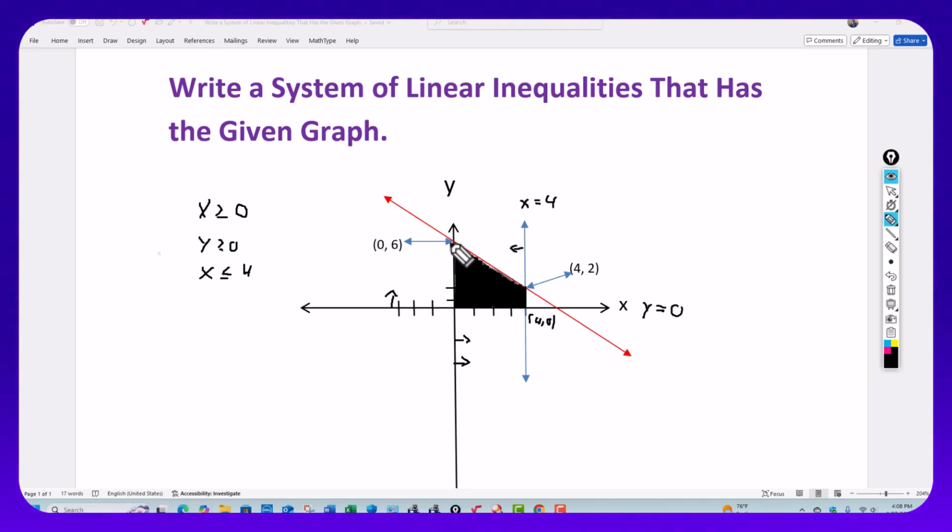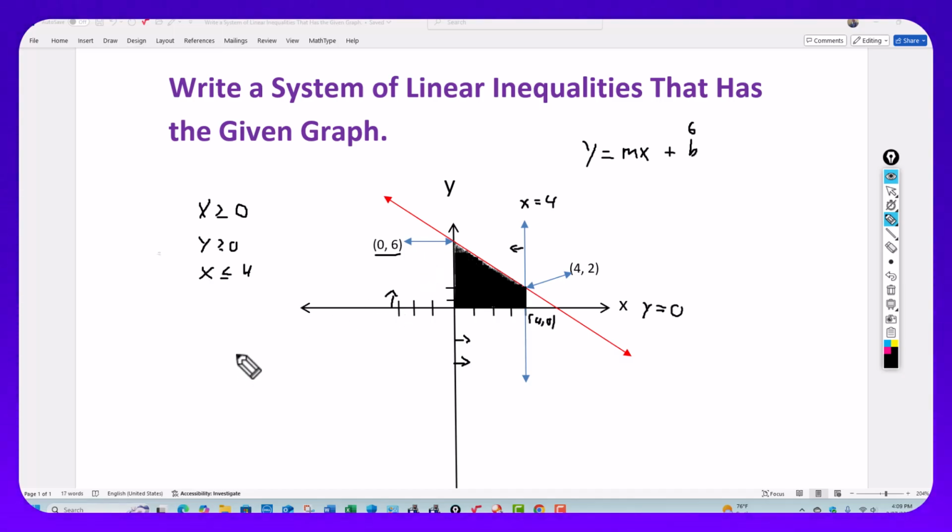Now for the other one, the red one, it passes through (0, 6) and (4, 0). So we can write this as y equal to mx plus b, because this one does have a slope. Horizontal lines have a slope of 0. Vertical lines have no slope. So let's write it in this form. The b here is the y-intercept. And there it is. So for this one, this is 6. The line passes through (0, 6).